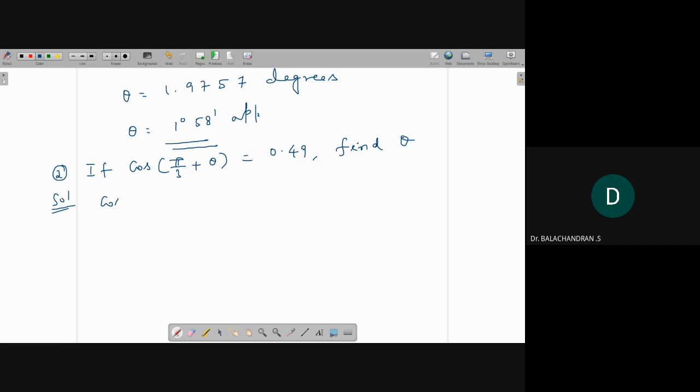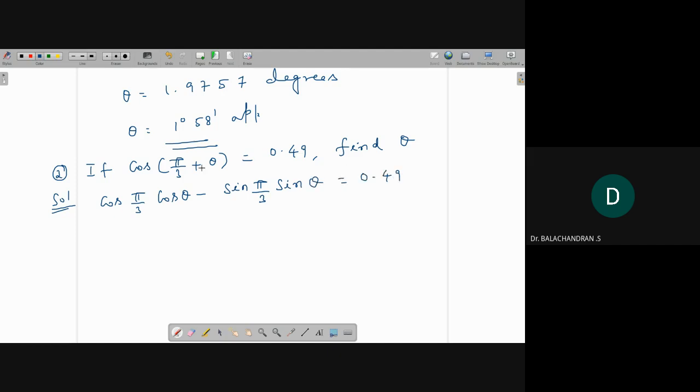Okay, what is the formula for cos of A plus B? Cos A cos B minus sin A sin B. That is equal to 0.49.